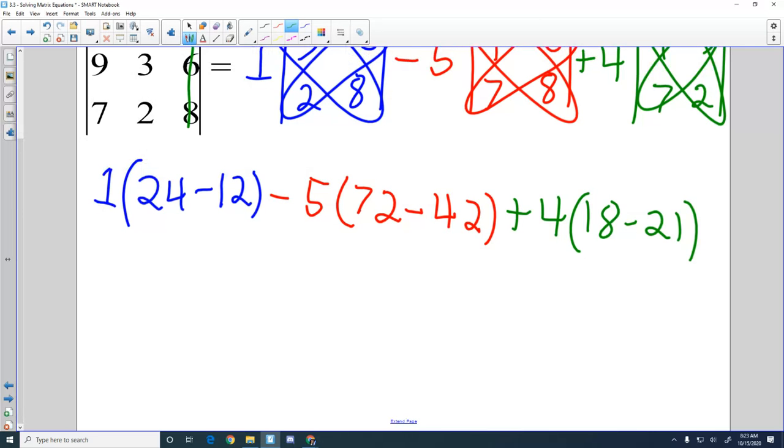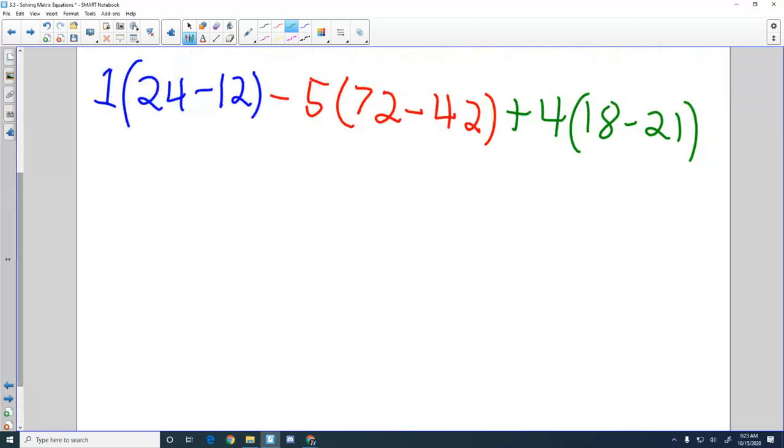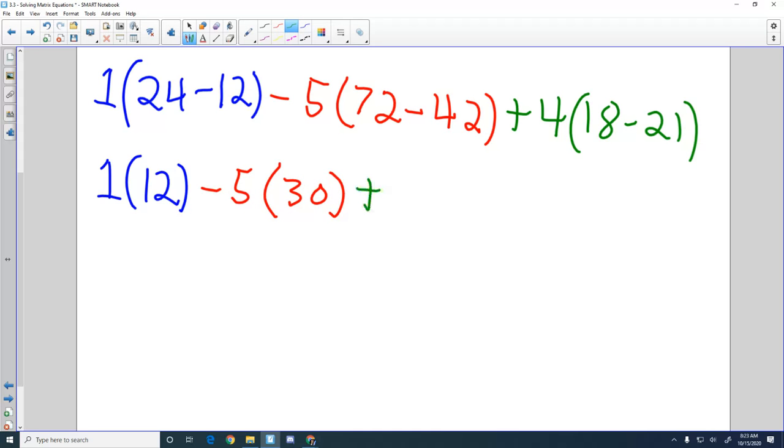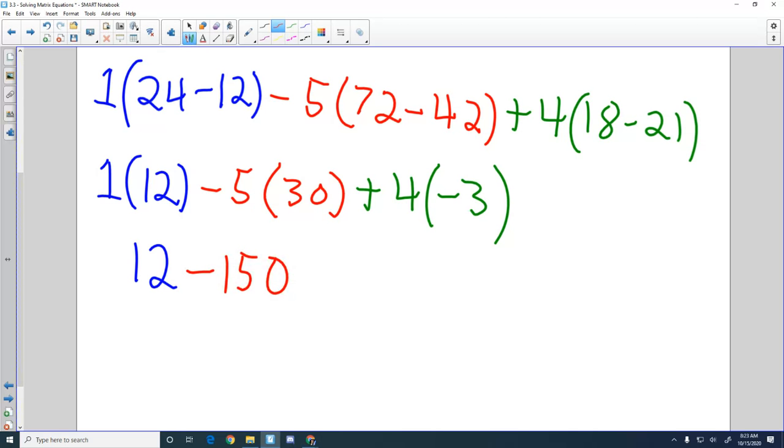All right, let's do some subtraction. So this is 1 times 12 minus 5 times 30 plus 4 times negative 3. All right, this is looking nicer. 1 times 12 is 12. 5 times 30 is negative 150. 4 times 3 is negative 12.